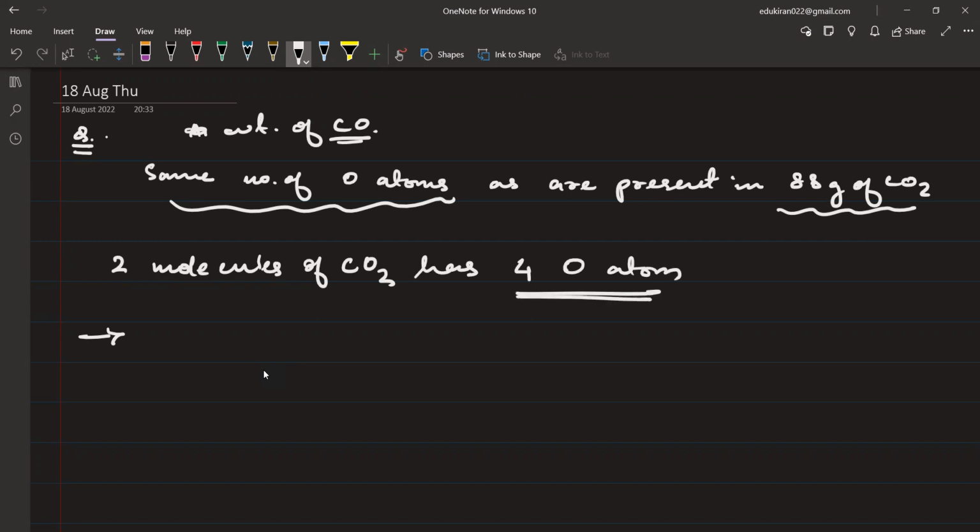Now you tell me from this 4. Now CO should also have 4 oxygen atoms. And how much is required? How much CO is required? The question is now: calculate the number of CO molecules that has the same number of oxygen atoms as are present in 2 molecules of CO2. Now 2 molecules of CO2 has 4 oxygen atoms. You tell me how many molecules of carbon monoxide is required to have 4 oxygen atoms in them? 4. Got it? So 4 CO molecules has the same number of oxygen atoms as 2 molecules of CO2.